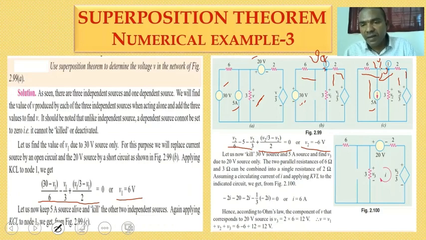Then coming to the third case, the current source is open circuited, the 30 volt voltage source is short circuited, and only the 20 volt voltage source is acting.